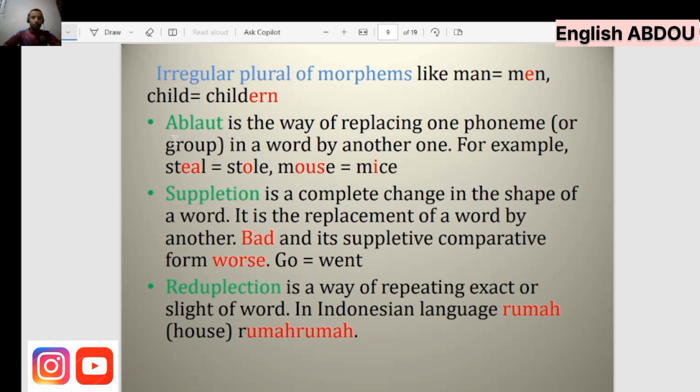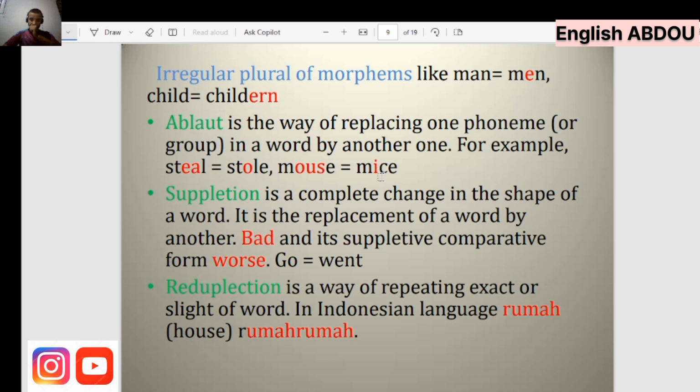And we have ablaut, suppletion, and reduplication. So ablaut is just replacing. It is a way of replacing a word by another one, or a morpheme by a group of morphemes. Like here, as an example: still, stall; mouse, mice. So here, still becomes stall just by changing E to A, and mouse to mice, changing O to I.